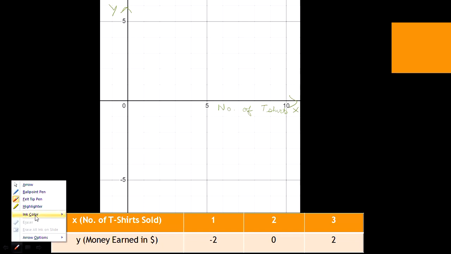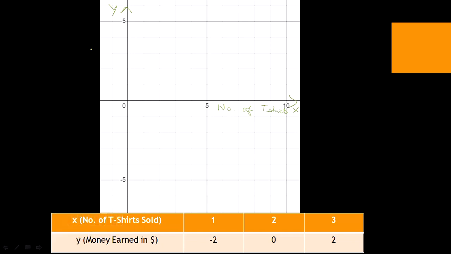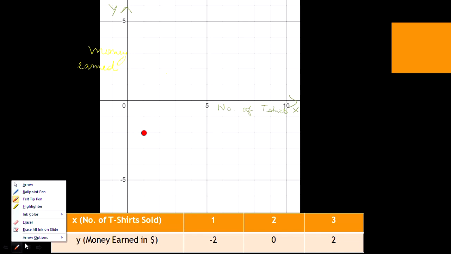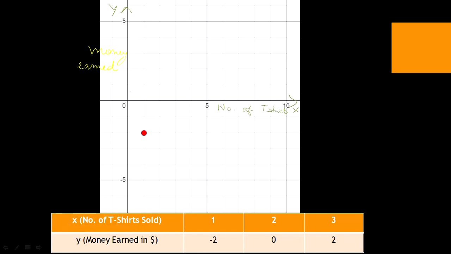Let's just switch the color quickly. Yeah, money earned. I hope that's visible. Yeah, perfect. Now I'll just quickly plot these 3 points. The first point is 1 on the x-axis, -2 on the y-axis. So that is the point right there. You may pause the video and confirm for yourself. Okay, I'll just quickly explain this one and not the remaining 2 points.